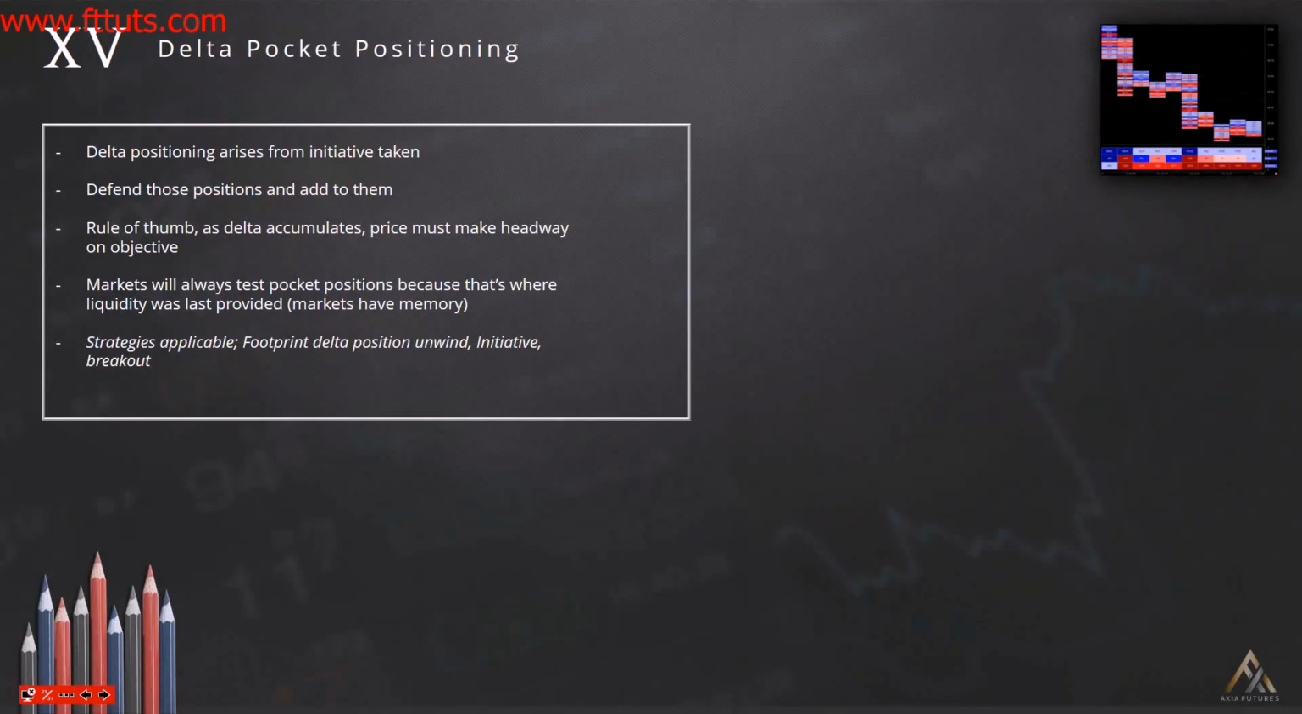Now, my single favorite part of the footprint chart: delta pocket positioning. I'll explain this to you quite nicely. Very simple, I'll show you on the chart in the next slide. Delta positioning arises from initiative taken. So I'm going to draw this for you. There's our initiative from our buyers. As the buyers are stepping in and buying, they are leaving a trace. They're leaving footprints in the market, and they're showing the nature of initiative. In other words, they're taking initiative to drive prices higher.